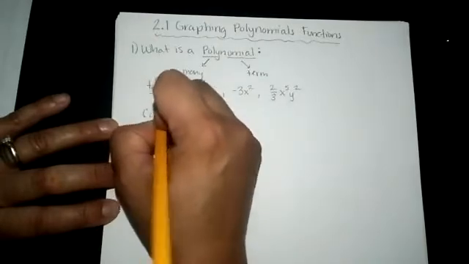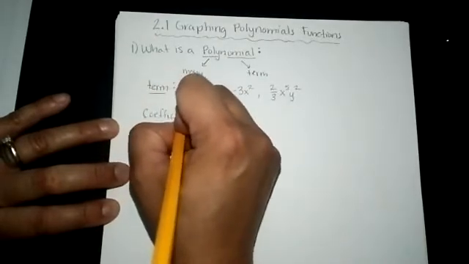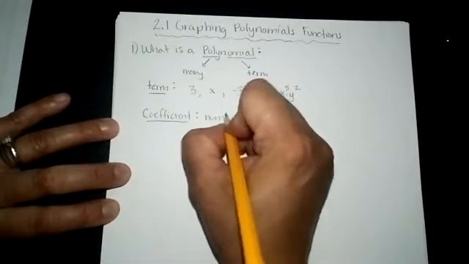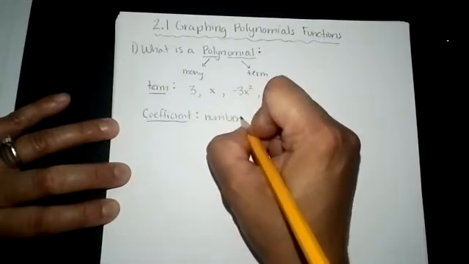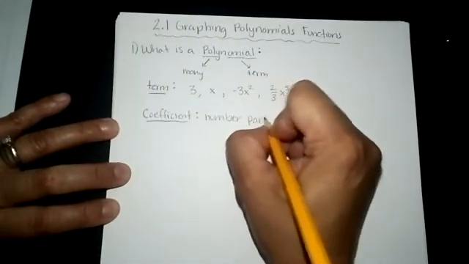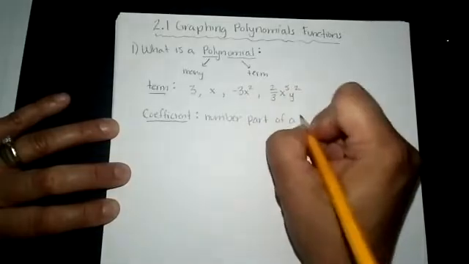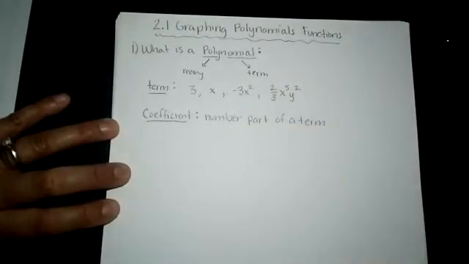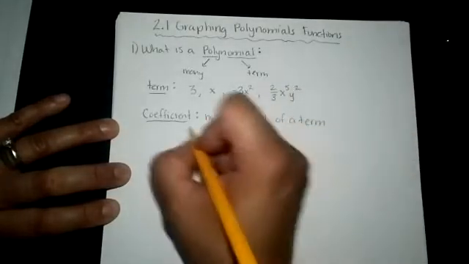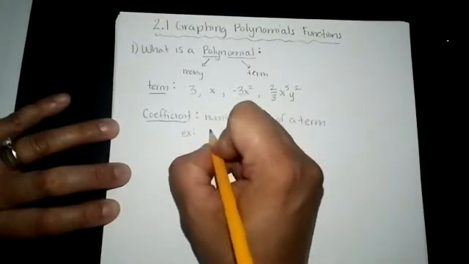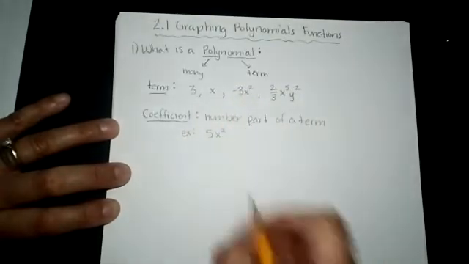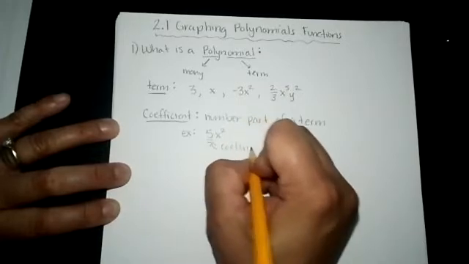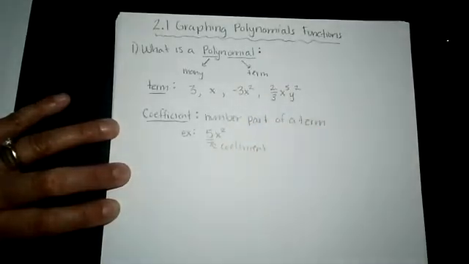Coefficient is the number part of a term. Now, for example, if I gave you 5x squared, 5 is called the coefficient. The coefficient is just the number 5 itself.